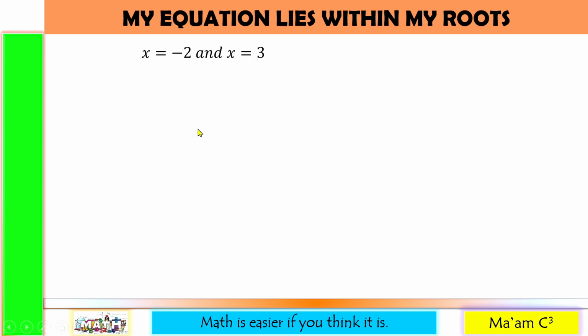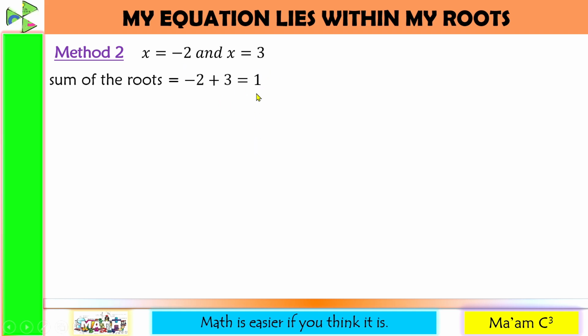This time, method 2. I'm going to use the sum and the product of the roots that we have learned earlier. First, let me get the sum of the roots, negative 2 plus 3, and that is equal to positive 1. Since the formula for sum of the roots is negative b over a, and 1 here can be expressed as 1 over 1, then I'll simply have to get the negative of this to solve for my b. The negative of 1 is negative 1. And then the denominator 1 will be my a. So I have now the value of a and the value of b.